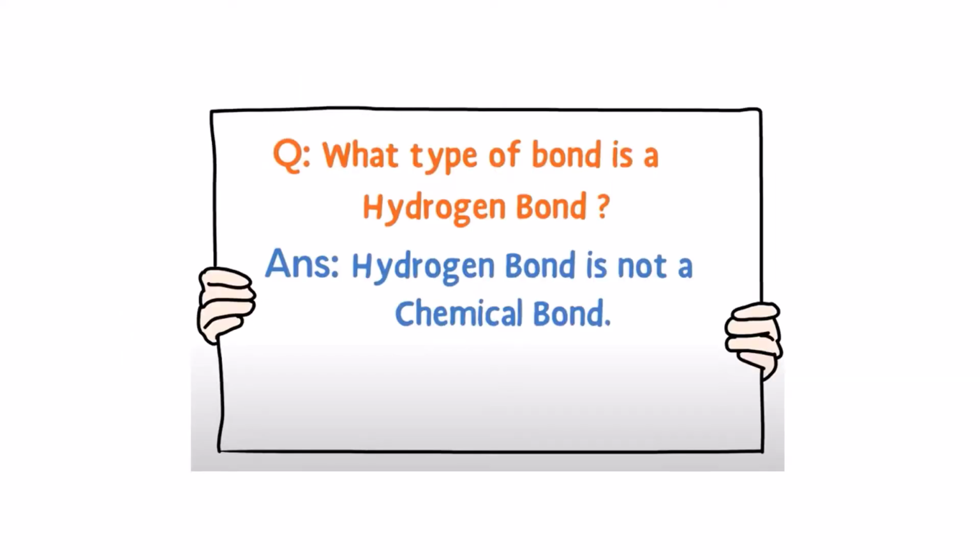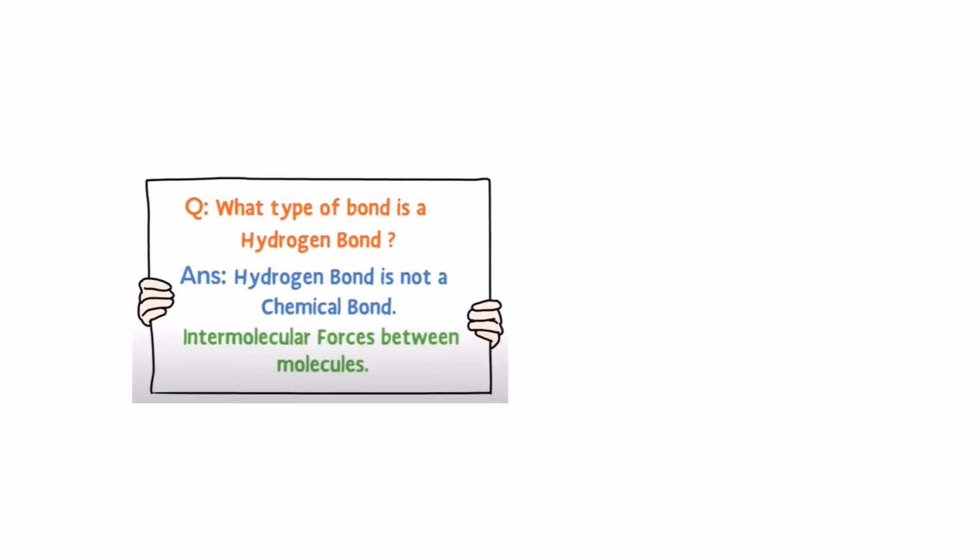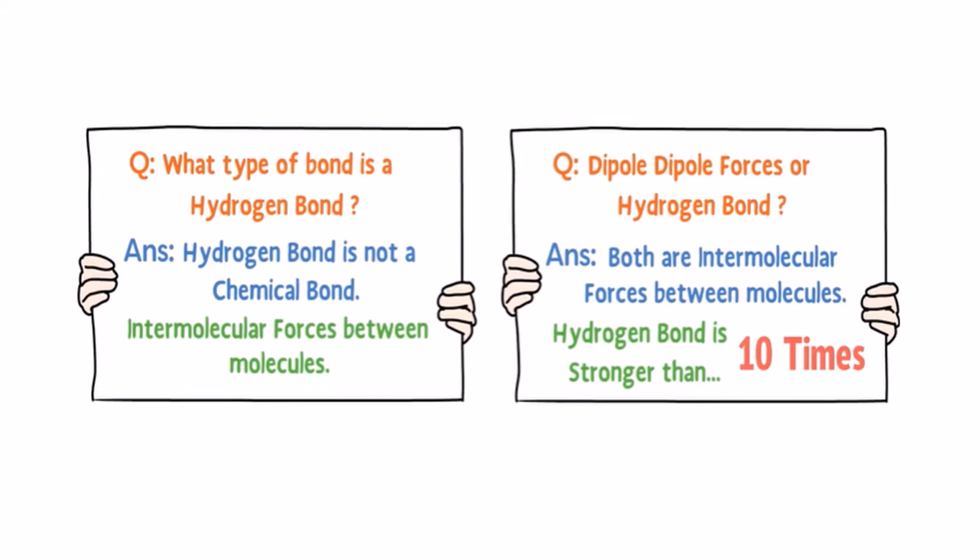What type of bond is hydrogen bond? Hydrogen bond is not a chemical bond. It is only an intermolecular force between molecules. Question: dipole-dipole forces or hydrogen bond, which is stronger? The answer: though they are both intermolecular forces, hydrogen bond is 10 times stronger than the dipole-dipole forces.